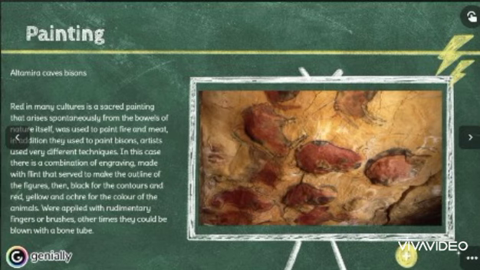Artists use very different techniques. In this case, there is a combination of engraving made with flint that serves to make the outline of the figure. Then, black for the contours and red, yellow, and ochre for the color of the animals were applied with rudimentary fingers or brushes. Other times they could be brushes made with a bone tooth.